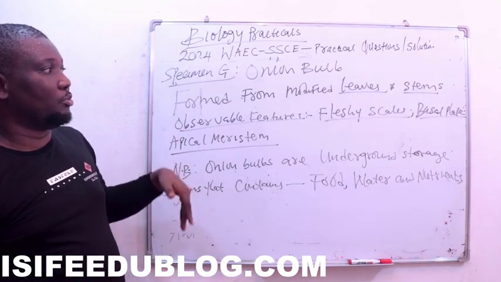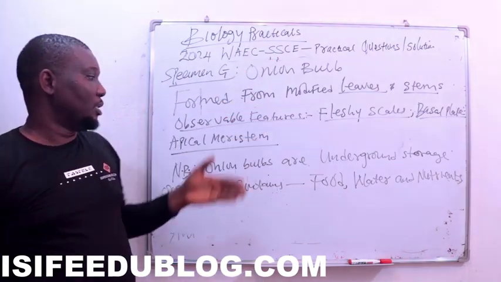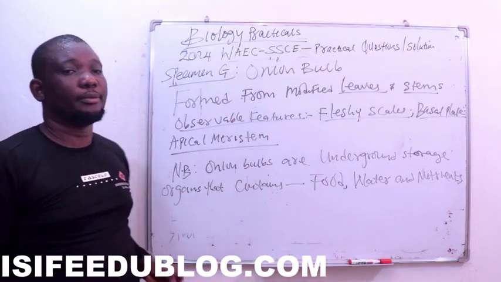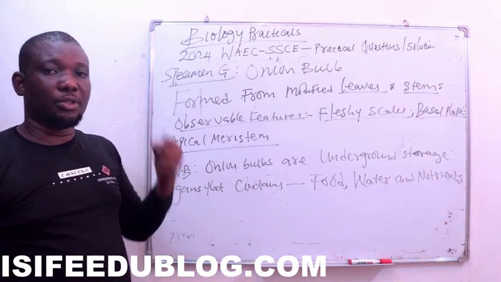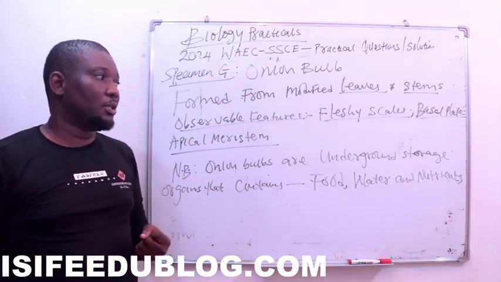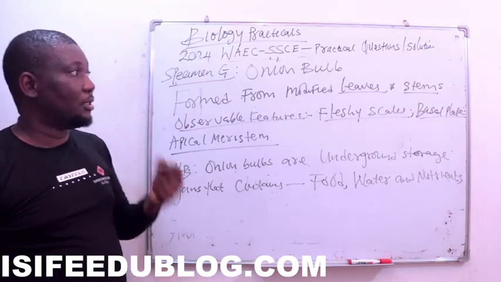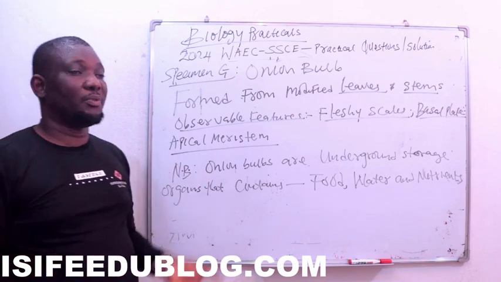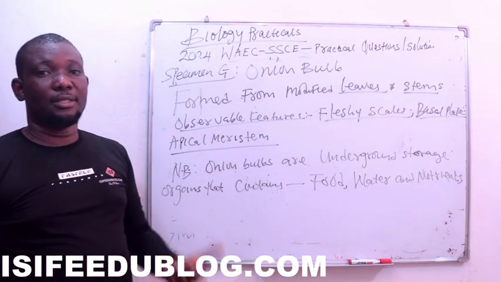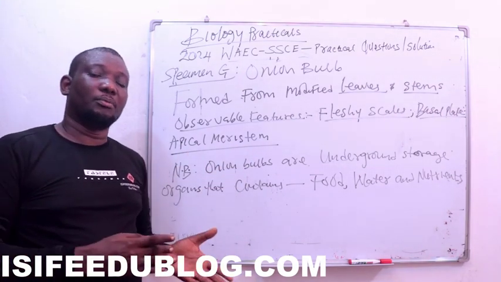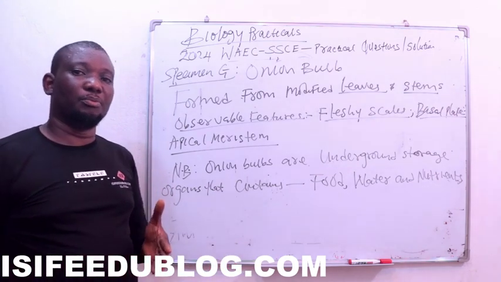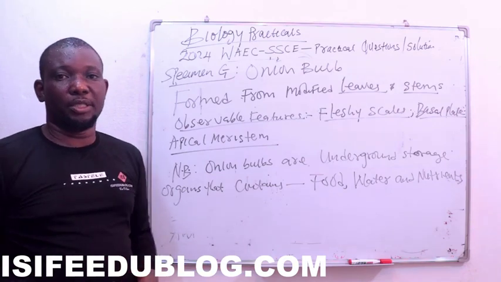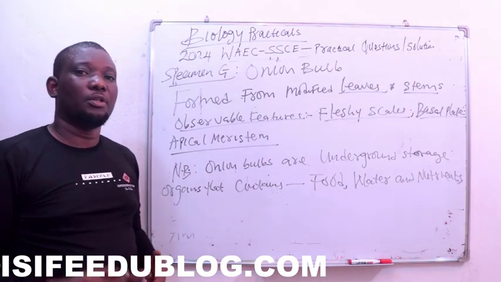So the most important thing you must know about this particular onion bulb is that it is an underground storage organ that contains what? Food, water, and other essential nutrients. They are formed from the modified leaf and the stem. Now, the means of vegetative propagation of the onion bulb specimen is by bulb. You see young buds coming from it.